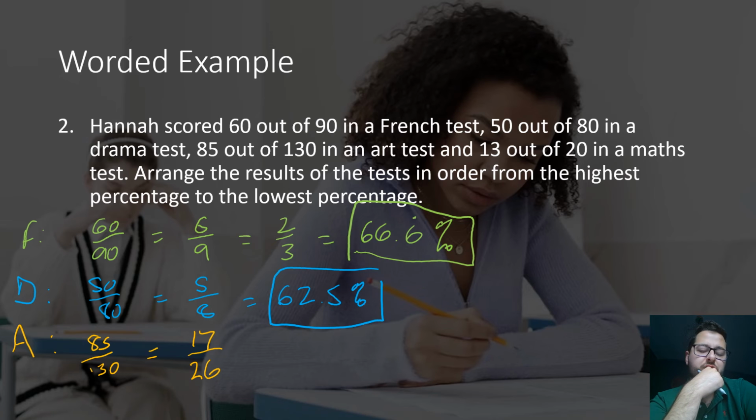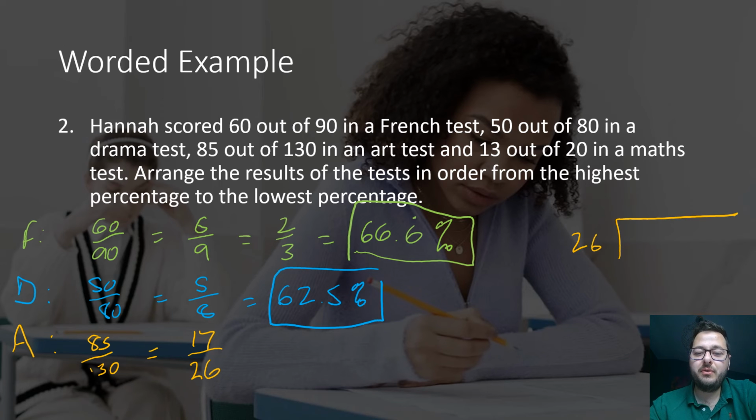85 out of 130. I don't like the fact that we're trying this without a calculator. Is there anything better we can do with that apart from long division? Alright, we're going to do long division. Alright, so maybe this is a typo. I wouldn't expect you to get this kind of division in a foundation paper. I might be wrong, but let's just give it a go.